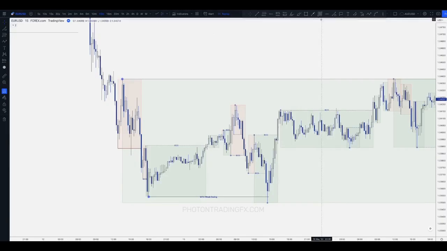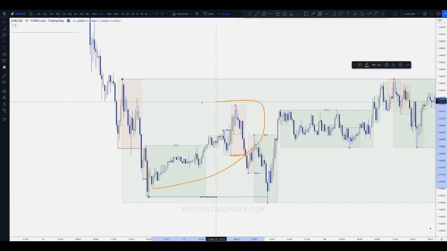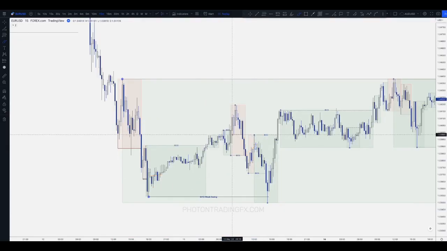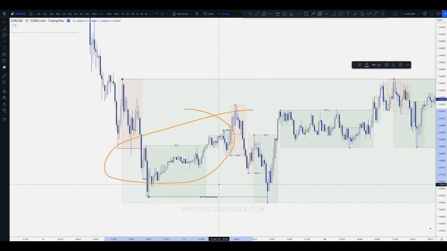So we know that a change of character here, all that signals is the start of the internal pullback, right? Into this low here. It's only once we get the internal BOS that signals the end of the swing pullback and the start of the new swing run, right? So CHoCH signals the start and end of internal pullbacks. Internal breaks of structure signal the start and end of swing pullbacks.